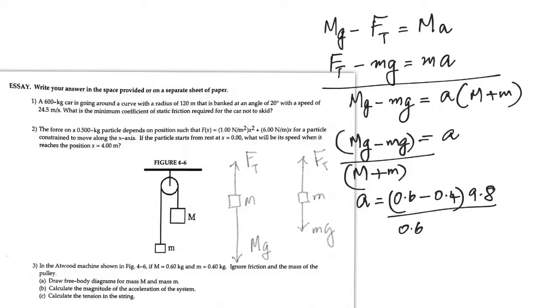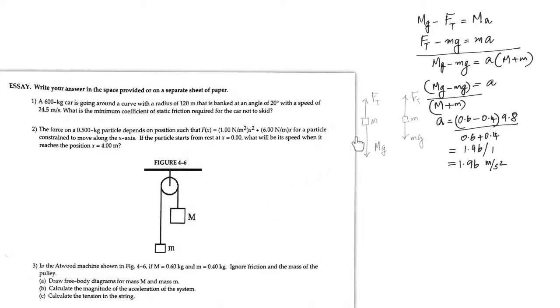Now most of you did do this part, but very few could calculate the tension. And that is surprising, because once you get the acceleration, in this case it's 1.96 meter per second squared, all you got to do is take that and substitute into one of the equations. Let's say you substitute into this equation.